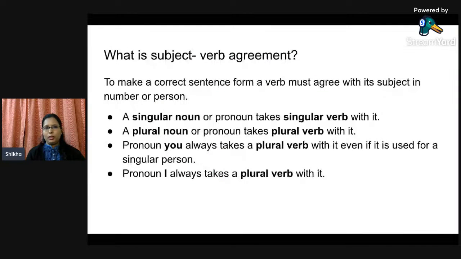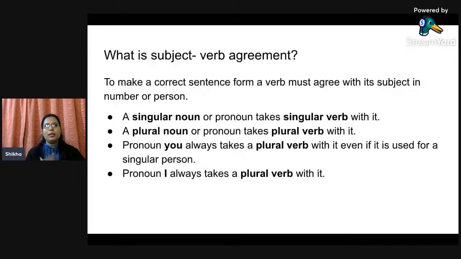Okay, so in today's class, we are going to learn about subject-verb agreement. To make a correct sentence, the form of the verb must agree with its subject in number or person. So whatever verb you are using for your subject, it should agree with the subject. If it is not agreeing, it means your sentence is wrong.